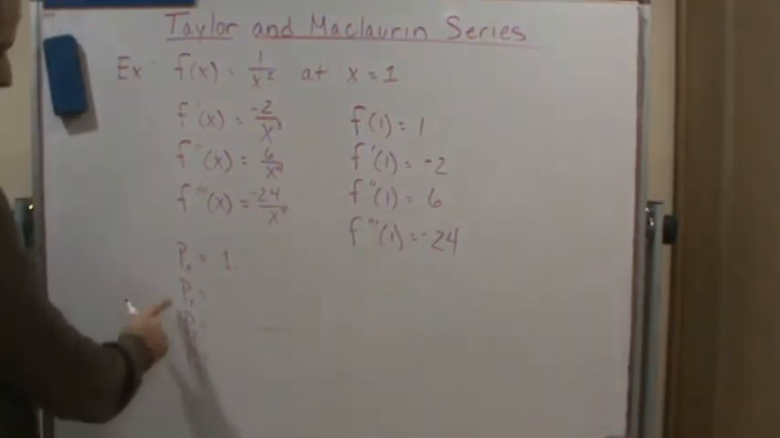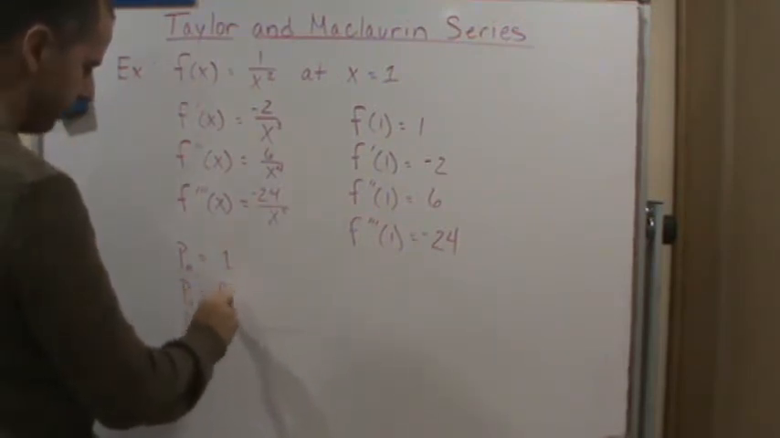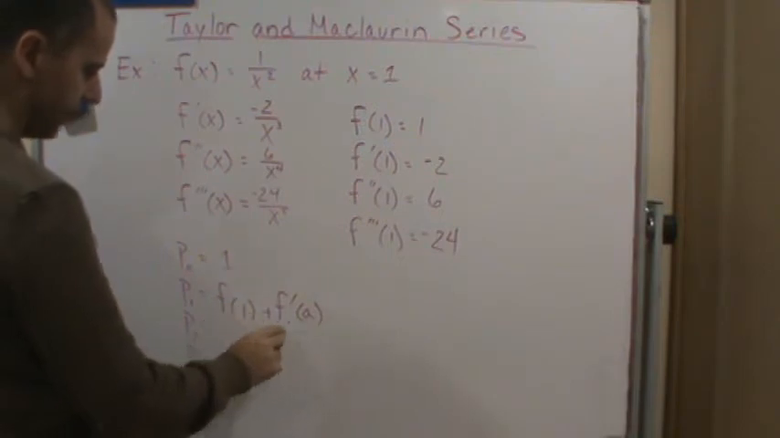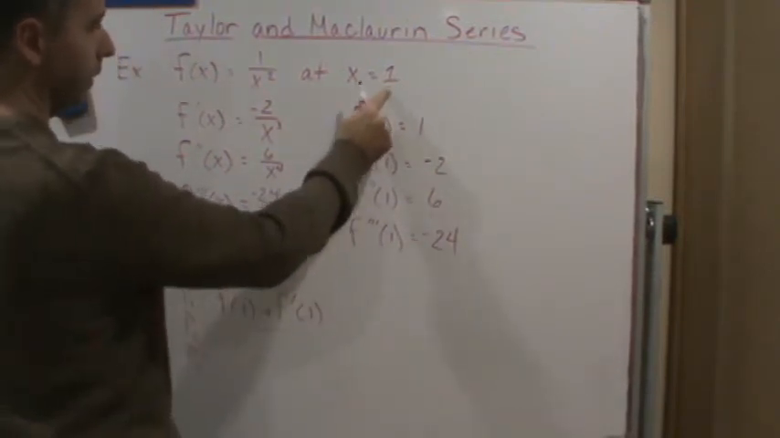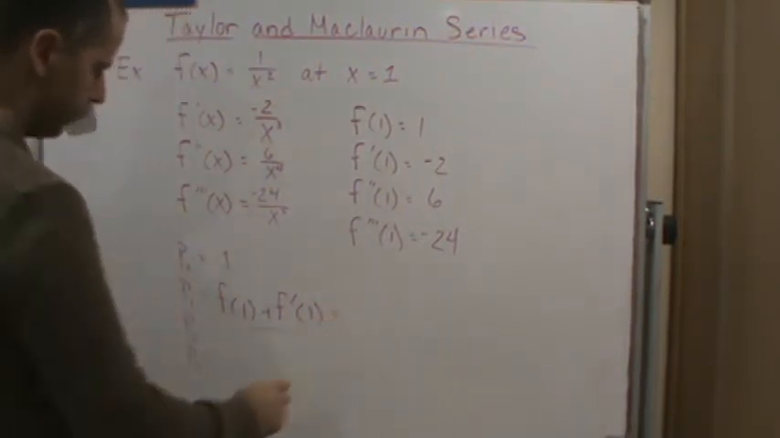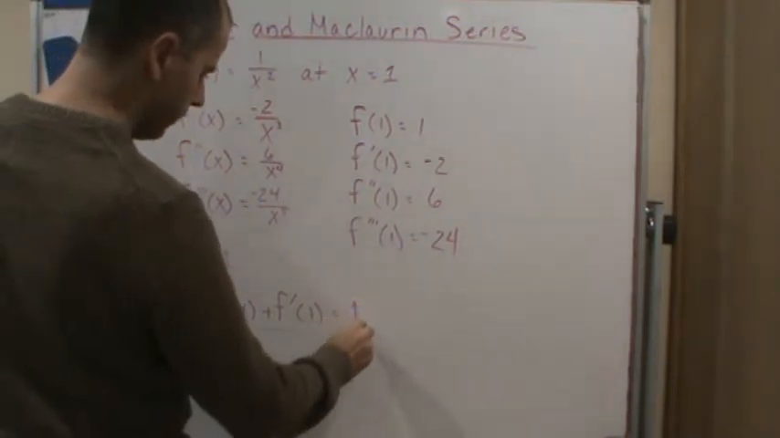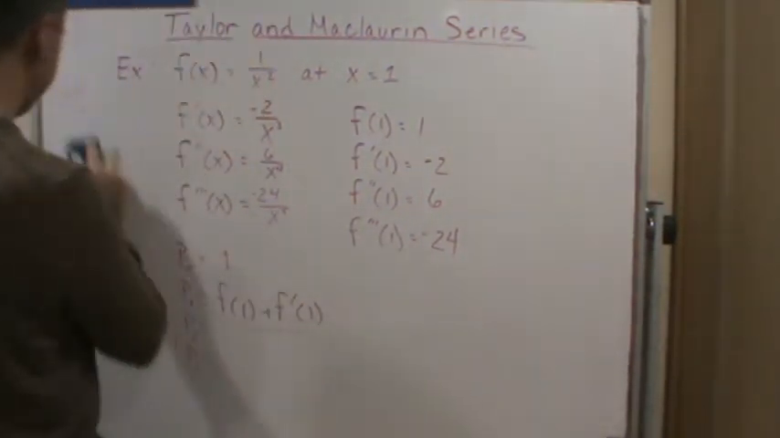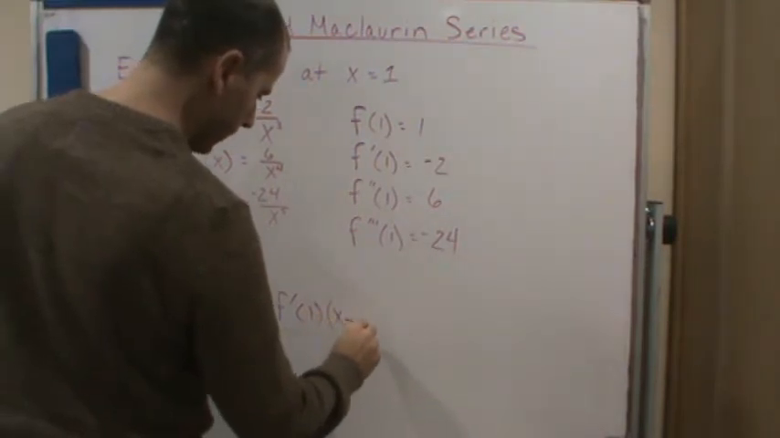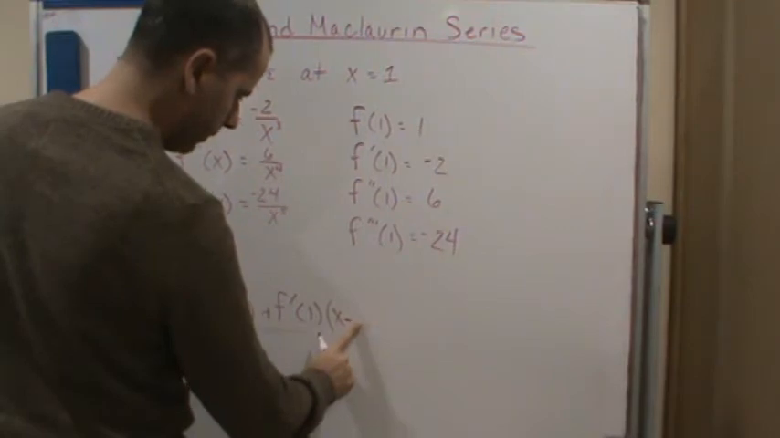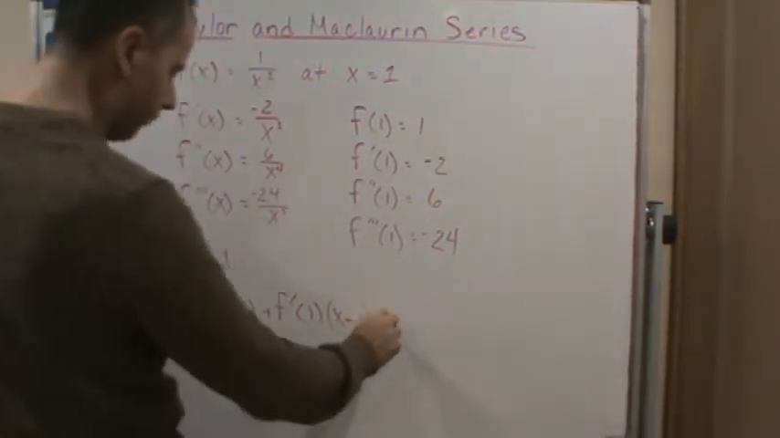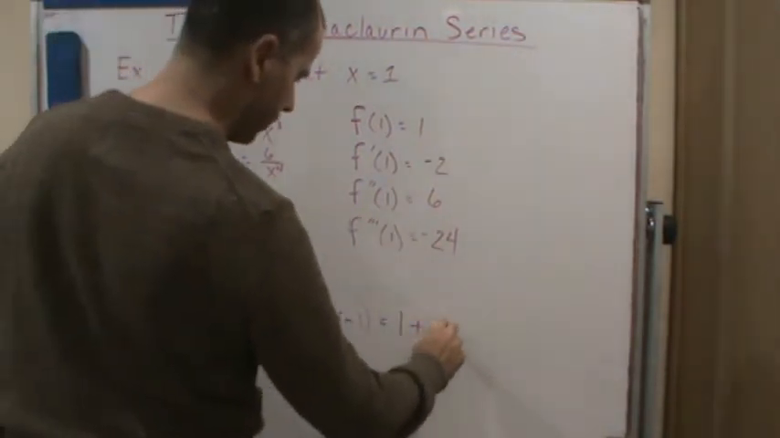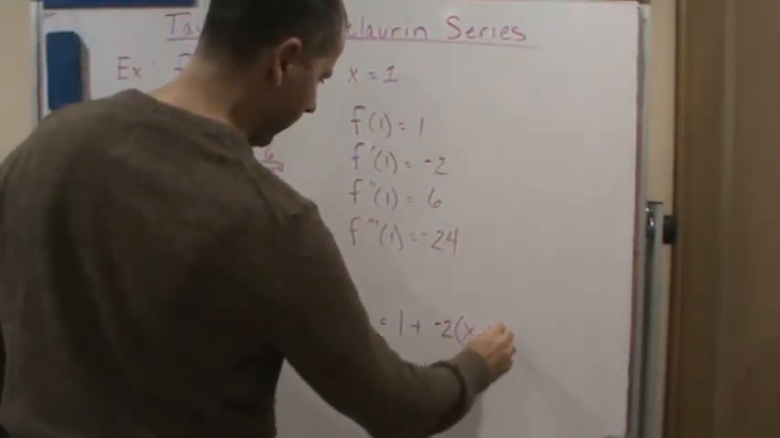Now, p sub 1 is going to be what? It's going to be f of a plus f prime of a, but again, a is equal to 1 in this case. So this is just going to be f of 1, which is 1, plus f prime of 1. Oh, I'm sorry, hold on. I keep dropping the factors. This is x minus a, which of course is x minus 1. Which is going to give me 1 plus, well, f prime of 1 is negative 2, so this is just going to be negative 2 times x minus 1.